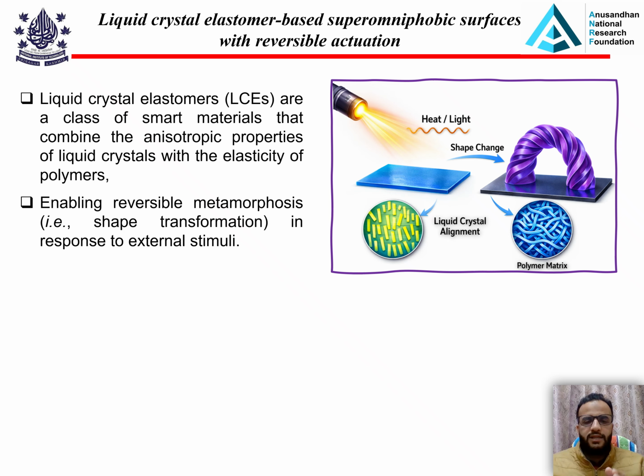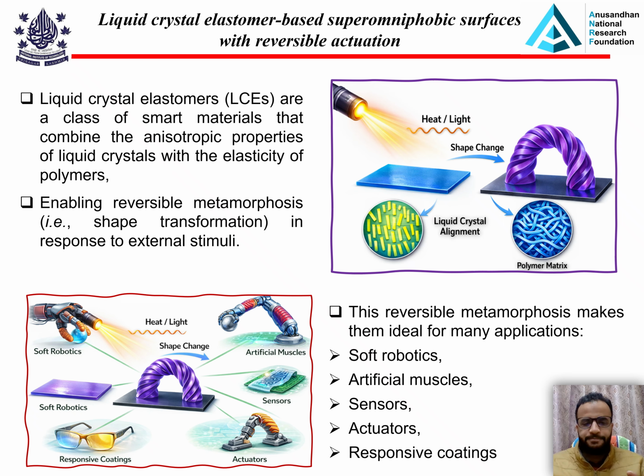So here we have used liquid crystal elastomer. As I mentioned previously, liquid crystals have some specific properties. They have different properties at different temperatures. So here we are using liquid crystal elastomer, which is made up of liquid crystal but has elastic properties as well. We use liquid crystal elastomer as our substrate, which enables reversible metamorphosis, that is, shape transformation in response to external stimuli. Here our external stimulus is mainly temperature.